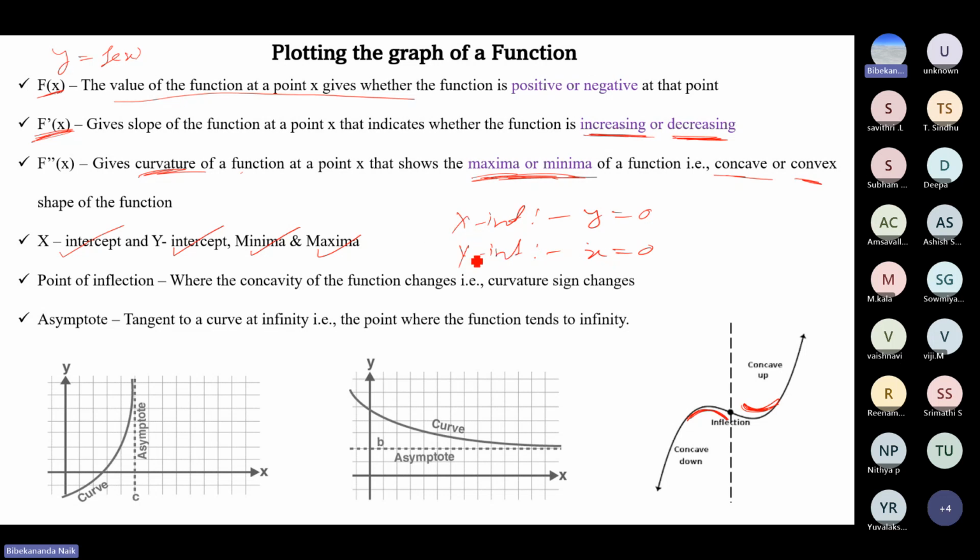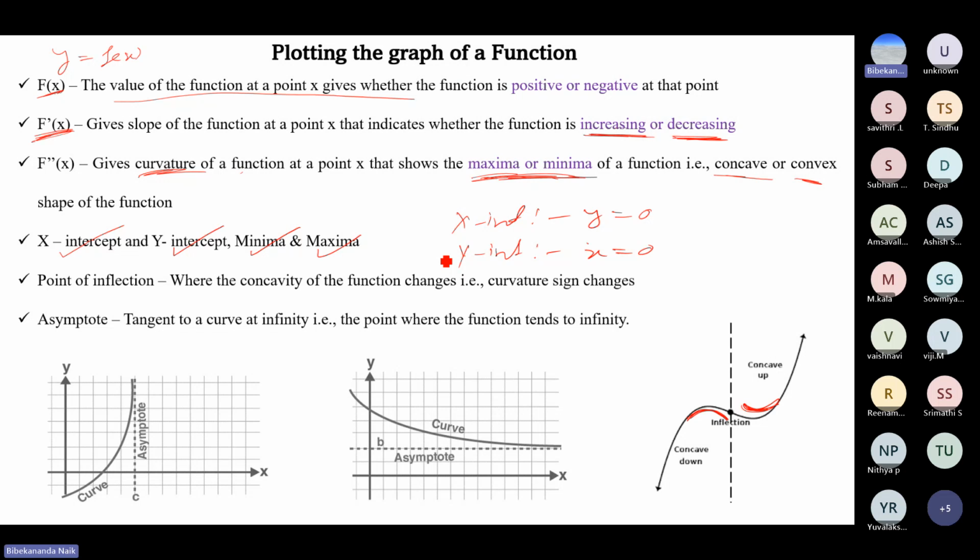So the x and y-intercepts become important when we are plotting a graph, because they will say where the graph will cross the x-axis or y-axis. When it crosses the y-axis, it is the y-intercept. When it crosses the x-axis, it is the x-intercept. And we know along the y-axis, x is 0, and along the x-axis, y is 0.